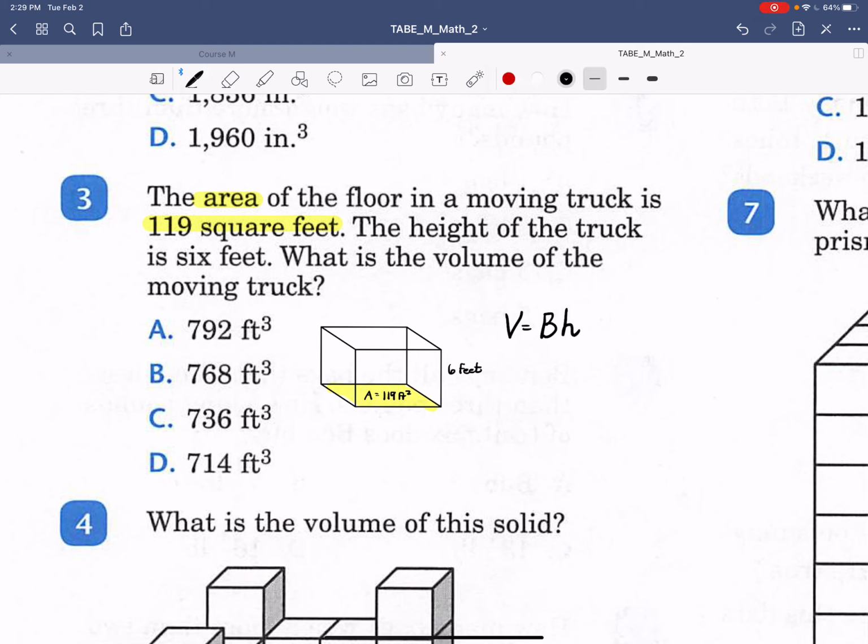So when I plug this one into my calculator, I'm going to use the 119 for the base area, and the height is 6. So I will do that problem on my calculator. 119 times 6 is 714, and volume is always cubic feet. So I like answer D for this one. But I wanted to show you what that big B means, and it is that yellow part in my formula.